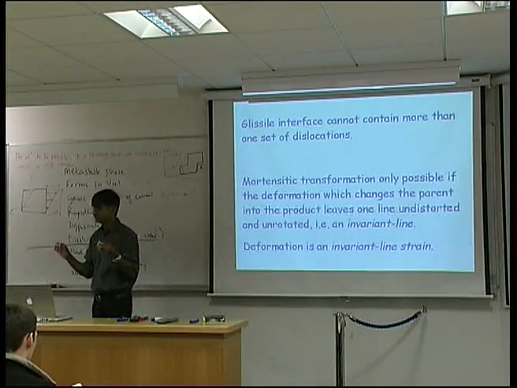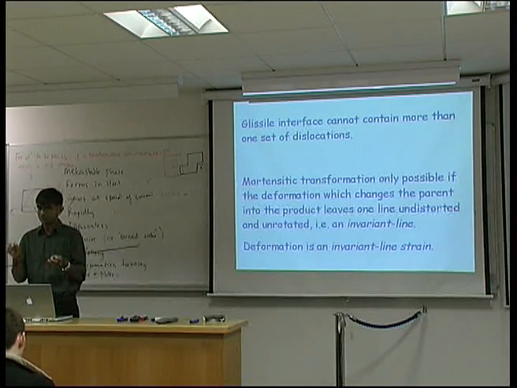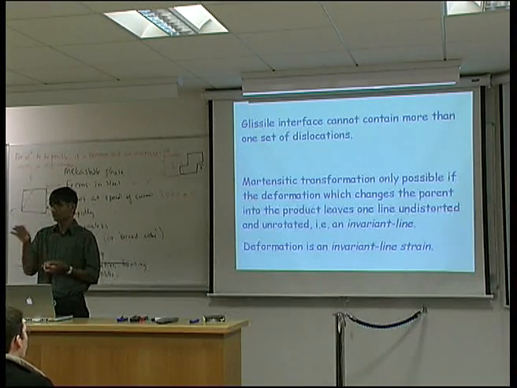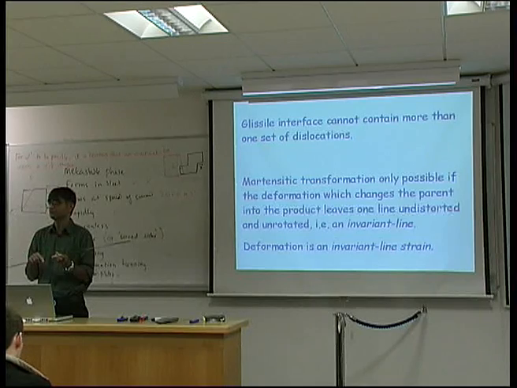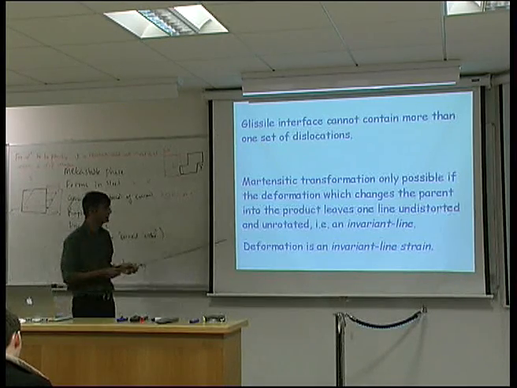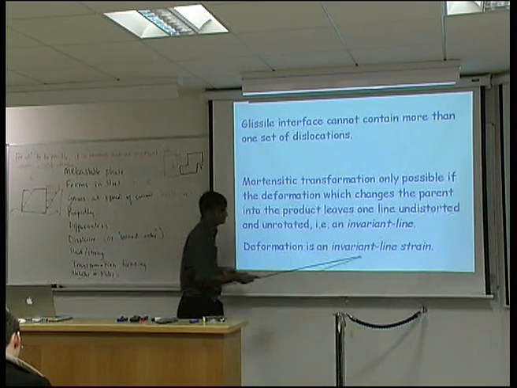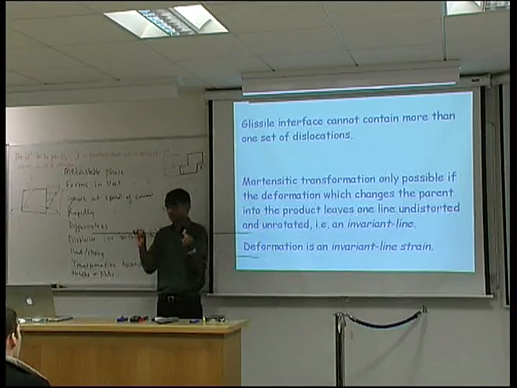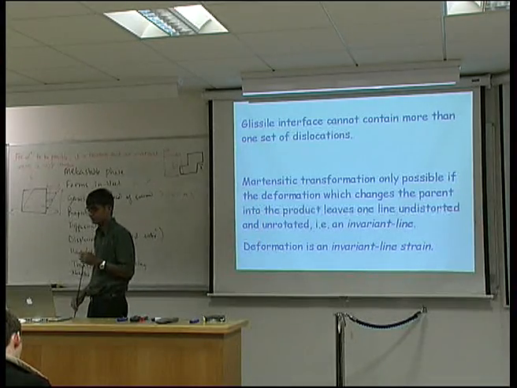So the minimum condition for martensitic transformation is that you should be able to change the parent into the product with a deformation which is an invariant line strain. So the deformation is an invariant line strain. It leaves a line unrotated and undistorted.